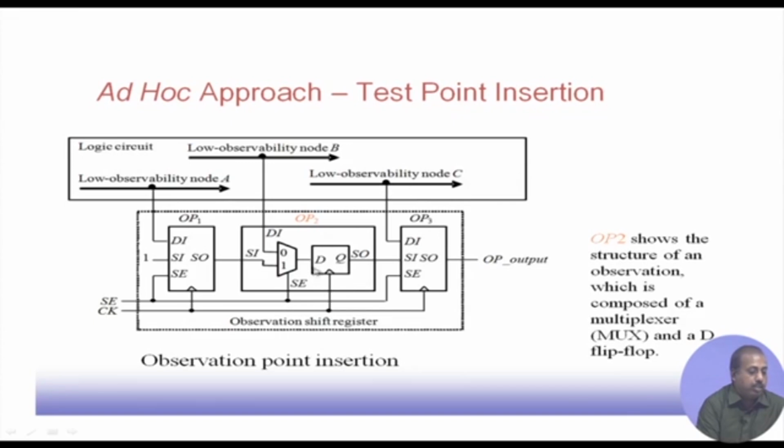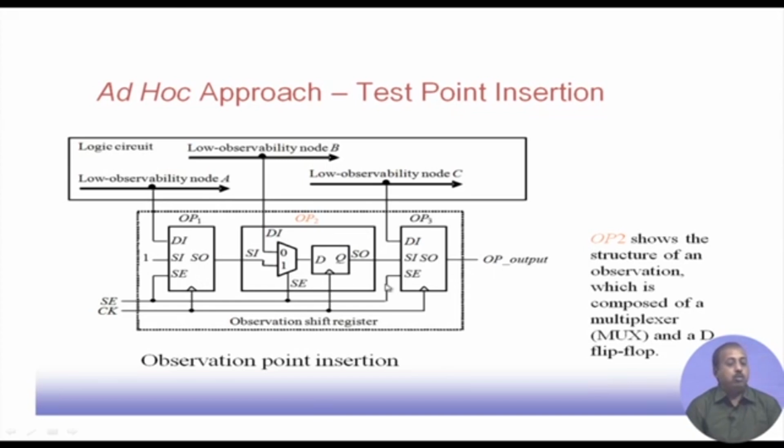After 1 clock pulse, this OP2's Q bit will come into this OP3's Q bit, so you will get it on the SO line. So, this B can be observed after 1 clock cycle, similarly A can be observed after 2 cycles.